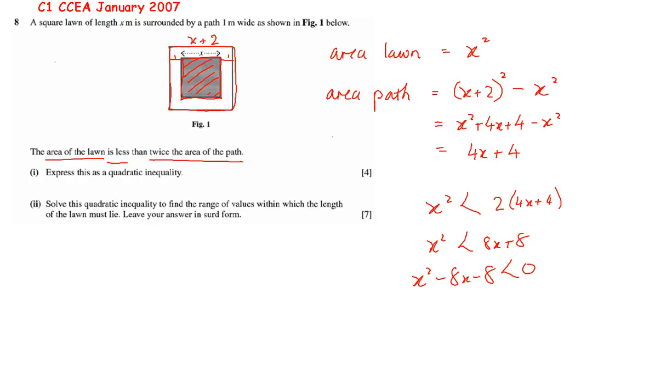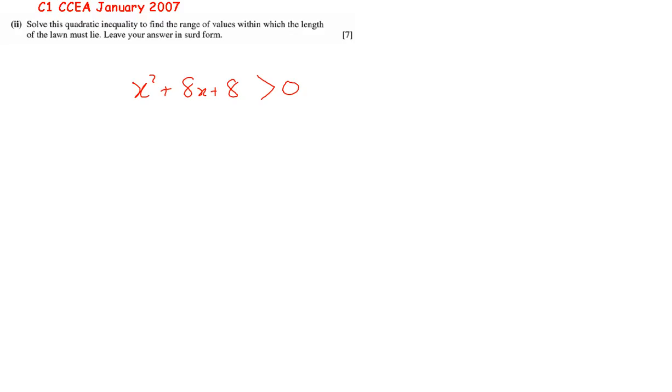We're then asked to solve that, and we're asked to leave our answer in surd form. So that suggests to me that we're not going to be able to factorise this quadratic. So let's look at it. x squared minus 8x minus 8 is less than 0. Well, I can't think of two numbers that multiply to give minus 8 and add to give minus 8. So I'm going to take it to one side, and I'm going to solve the equation x squared minus 8x minus 8 equals 0.